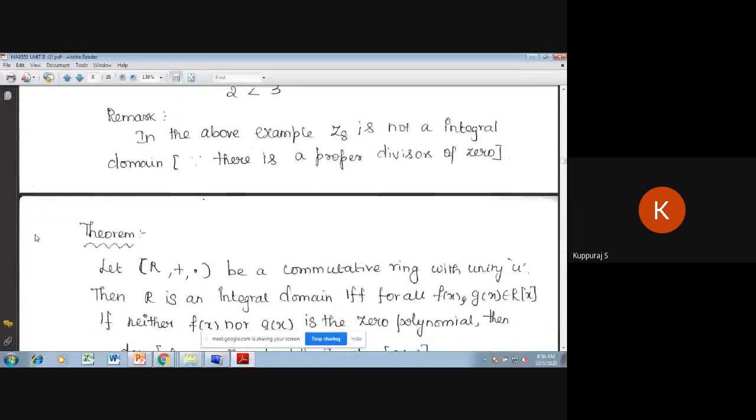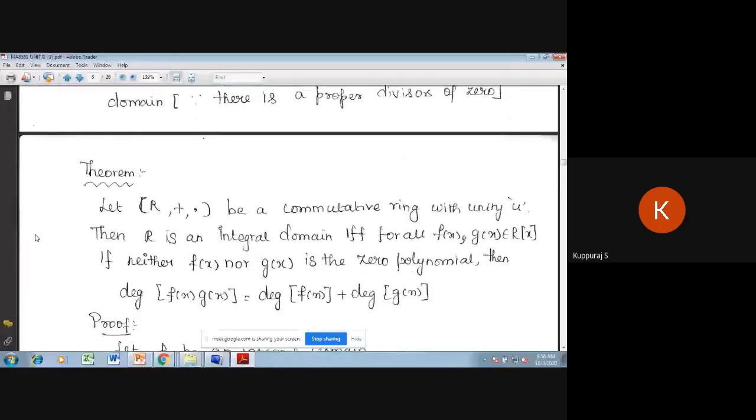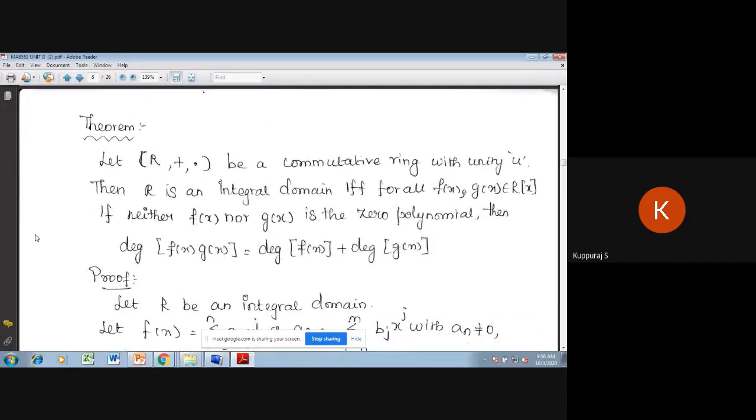Now the next theorem. Let (R, +, ·) be a commutative ring with unity U. Then R is an integral domain if and only if for all f(x), g(x) belonging to R[x], if neither f(x) nor g(x) is the zero polynomial, then degree of f(x)·g(x) is equal to degree of f(x) plus degree of g(x).